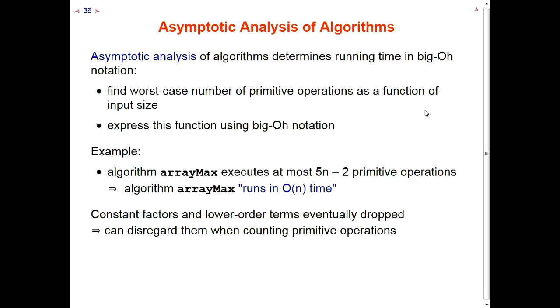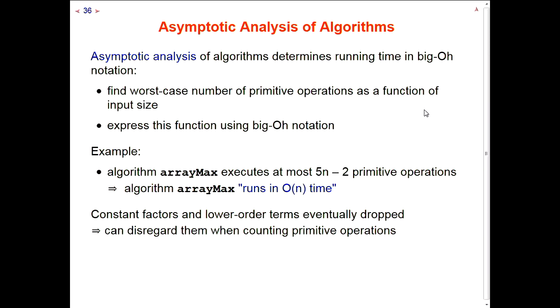So this is what is known as the asymptotic analysis of algorithms, which determines the running time with the help of the big O notation. And what you have to do for this purpose is go through your algorithm, as we have done with our two or three examples, find the worst case number of primitive operations as a function of the input size, and then express this function using the big O notation.